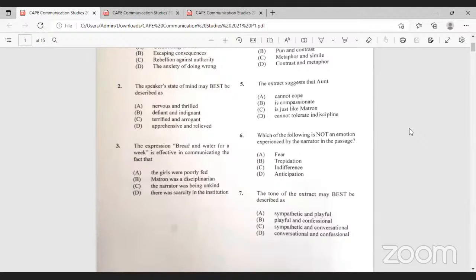7, the tone of the extract may best be described as what? Sympathetic and playful, playful and confessional, sympathetic and conversational, or conversational and confessional.